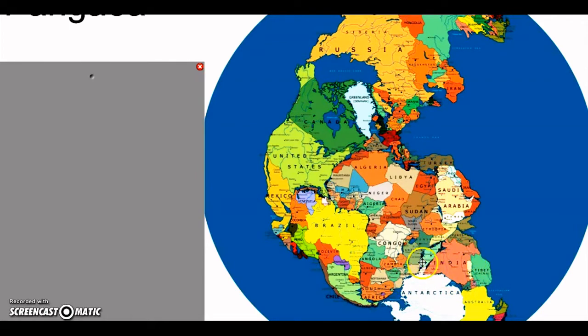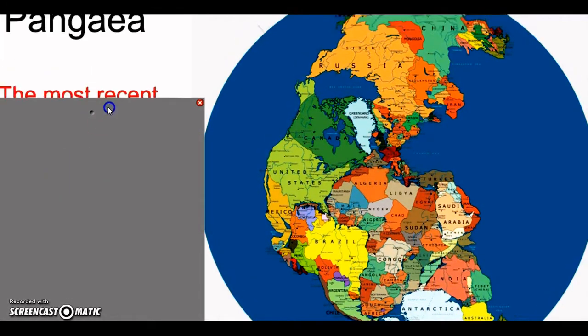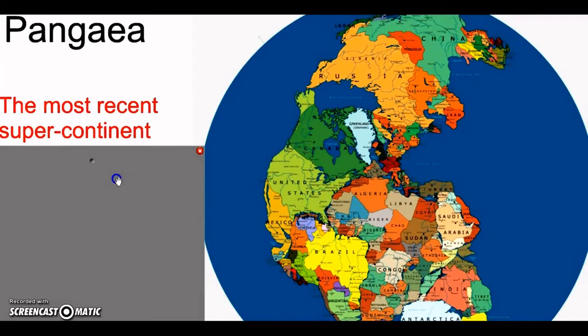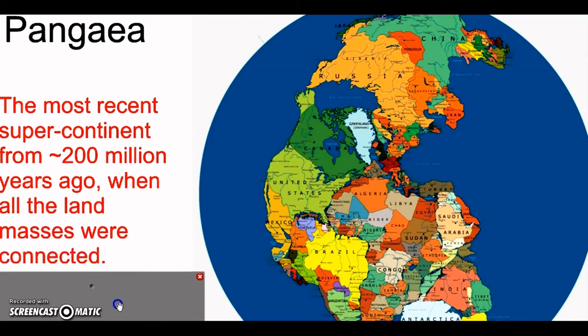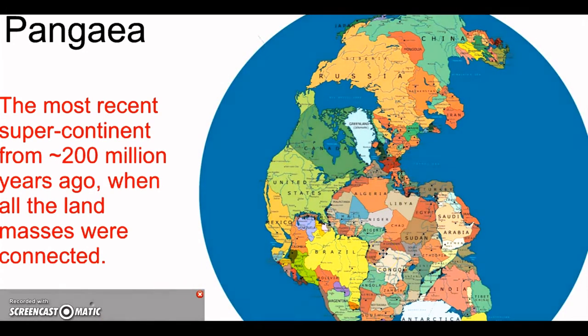What we're going to see is that India is just cruising up into the Chinese plate because for some reason this one's moving really fast. Now, Pangea was the most recent supercontinent, from about 200 million years ago, when all the land masses were connected. So this is what we call Pangea.